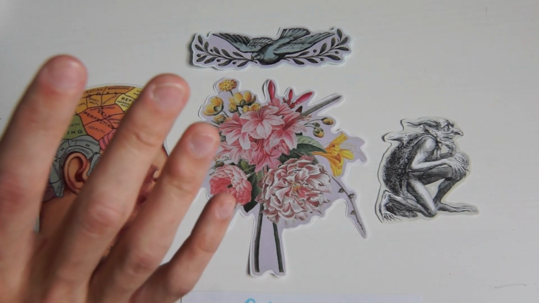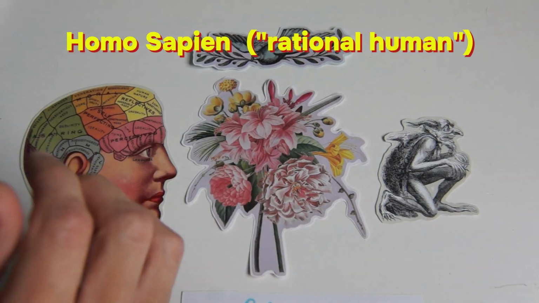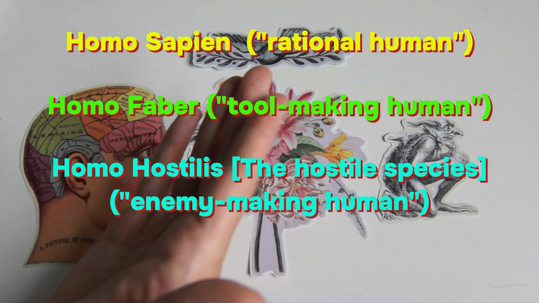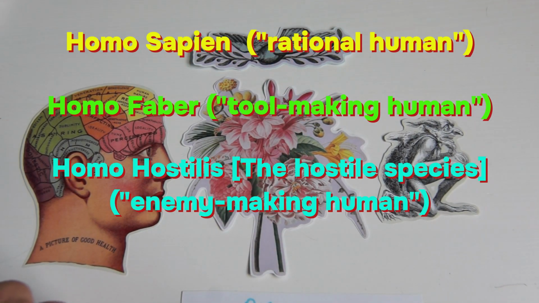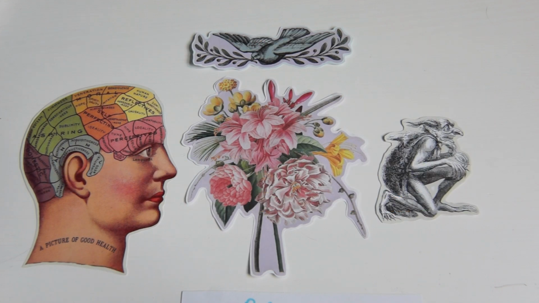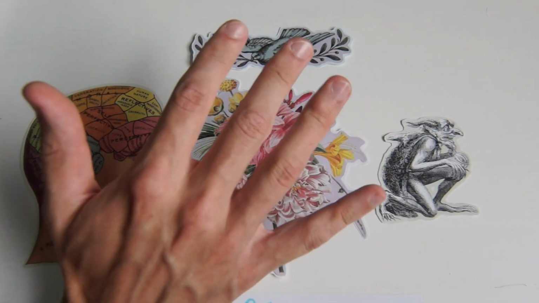So, just to return to the start of this video, Keen argued that we progressed from Homo sapiens, the rational human, to Homo faber, the tool-making human, to Homo hostilis, the hostile species, the enemy-making animal, to hopefully in the future, Homo amicus, the friendly human. And it's between steps 2 and 3 that we've learned to use this tool-making facility to create enemies, but it also opens up the door for us to use this facility for good. We can also create communities and meaning and a hopeful future using the exact same capacity. So this isn't all doom and gloom.